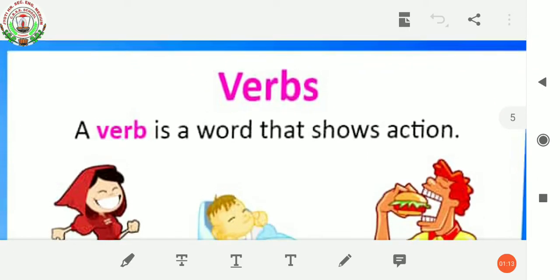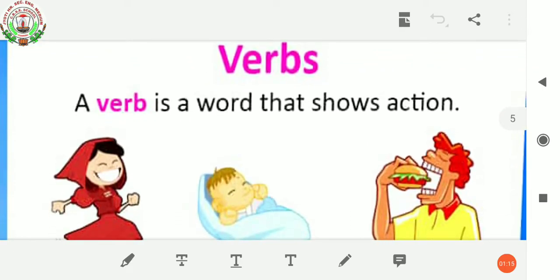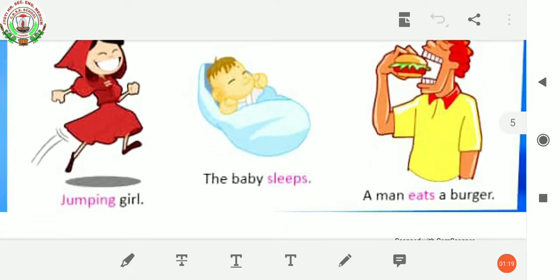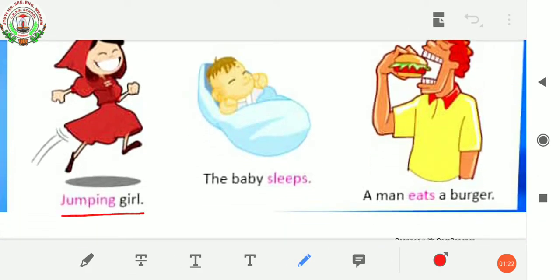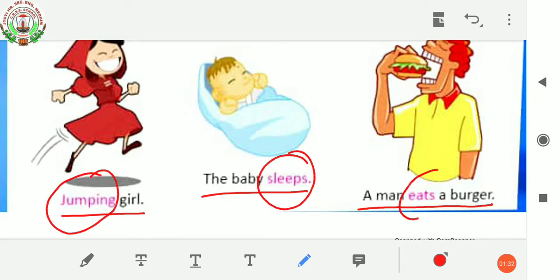So, a verb is a word that shows action, like the jumping girl, the baby sleeps, a man eats a burger. So, these are all action words like jumping, sleeps, eats.